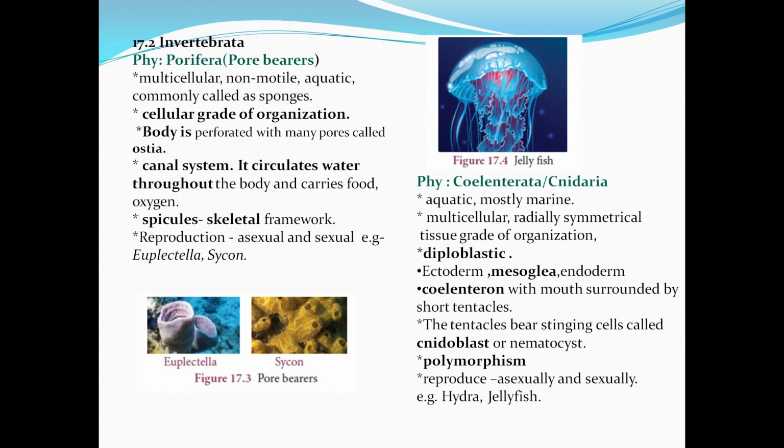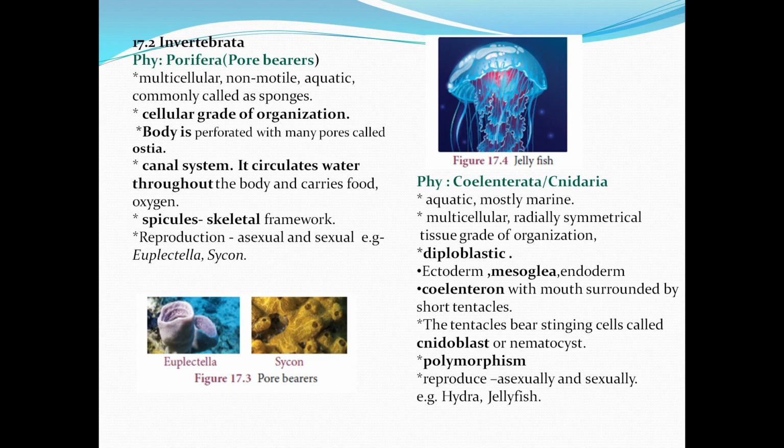The body wall contains spicules, and these spicules form the calcareous skeletal framework for the organism. Reproduction can take place both sexually and asexually. Examples for this are Euplectella and Sycon. The next phylum is phylum Coelenterata or Cnidaria.